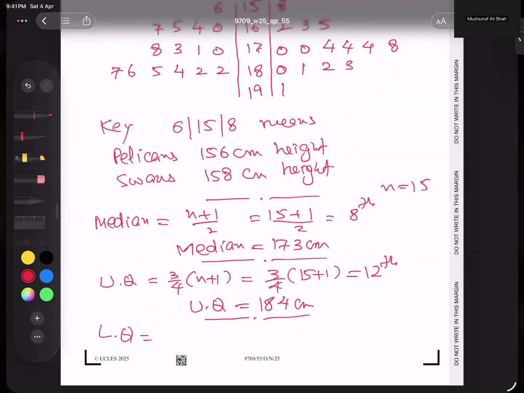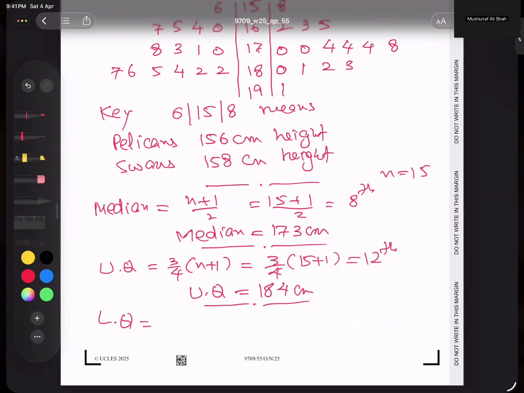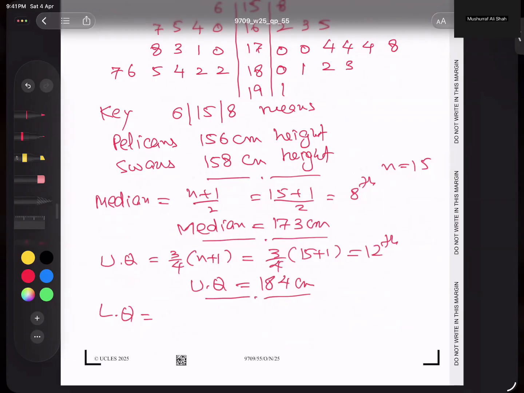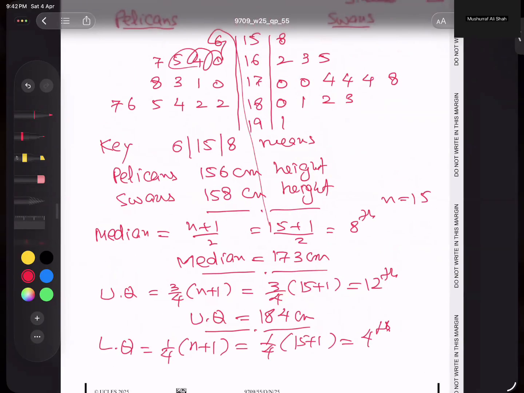Lower quartile. I think I have to drag slightly up. All right. So I'm finding now, students, the lower quartile. 1/4 of (n plus 1). So 1/4 of 15 plus 1. I got the fourth position. Fourth position, count from top 1, 2, 3, 4. So 165. So the lower quartile is 165 centimeters.